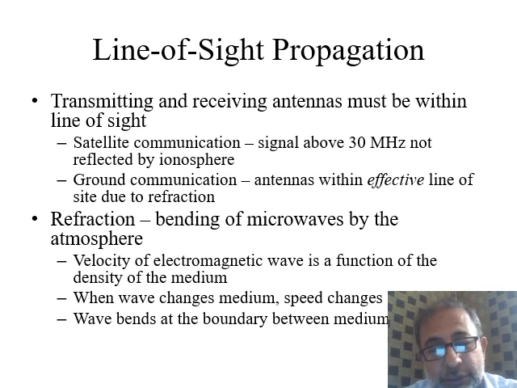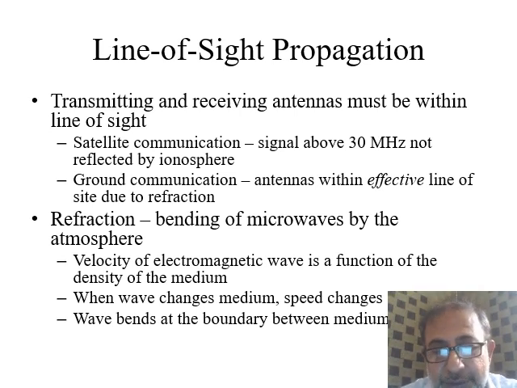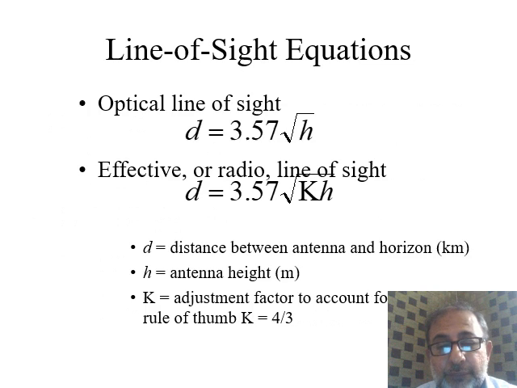And in this way, the velocity of the electromagnetic wave also varies, and it depends upon the density of the medium. Lighter the medium, the speed of the electromagnetic wave would be higher. But when the wave changes medium, the speed changes, and the wave bends at the boundary between the mediums. So that factor has also been taken into account for.